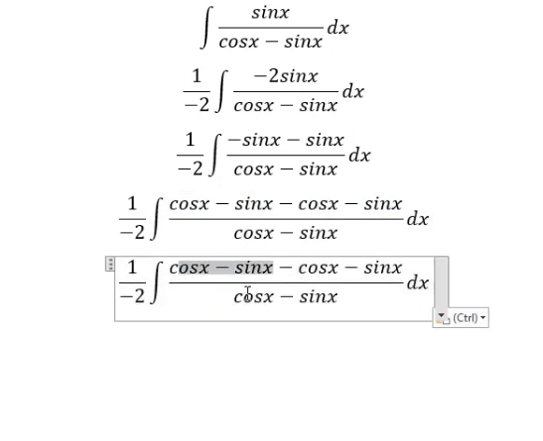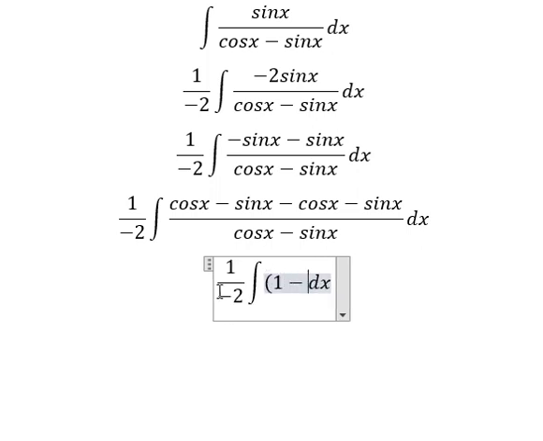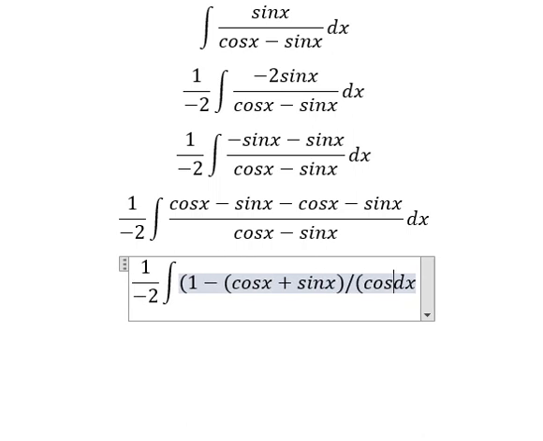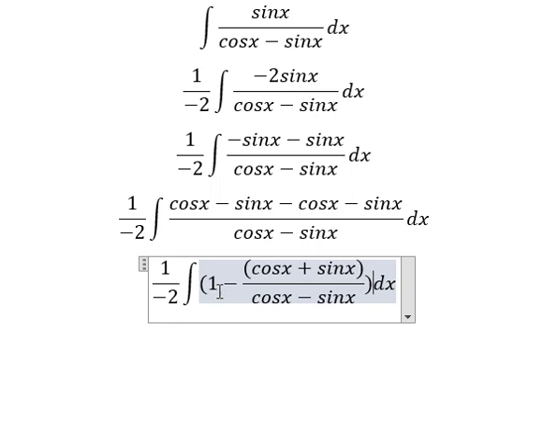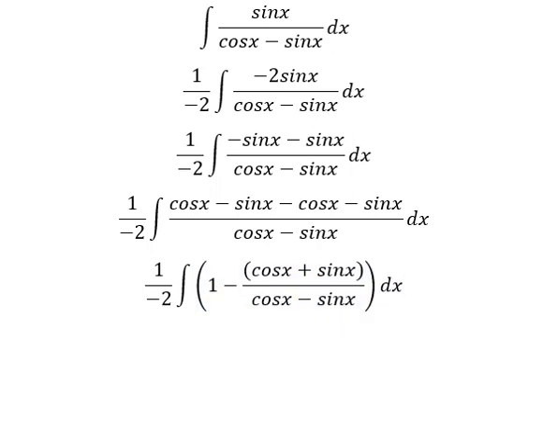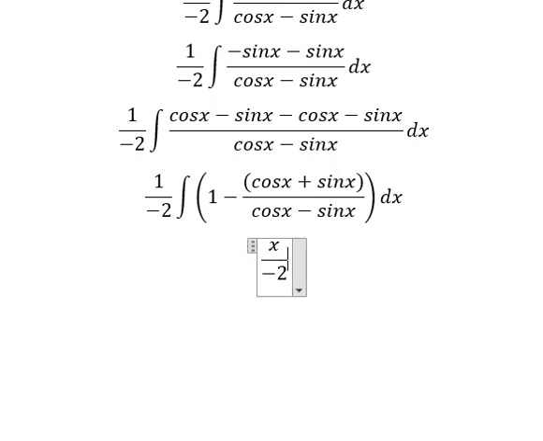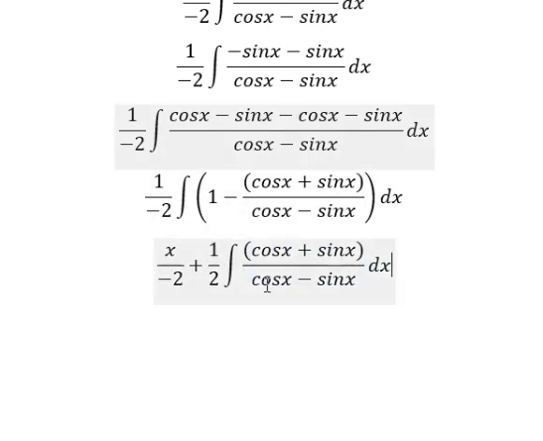So this one divided by this one, we have number 1. The integration of number 1, that is about x. Negative 1 over 2 with the negative we have positive. Now we need to focus on this one.